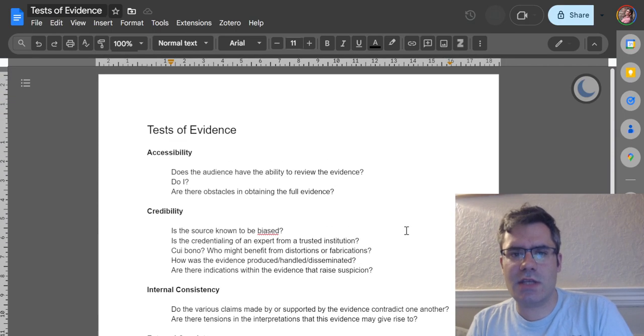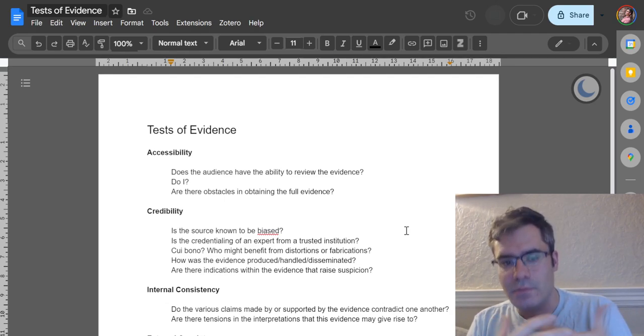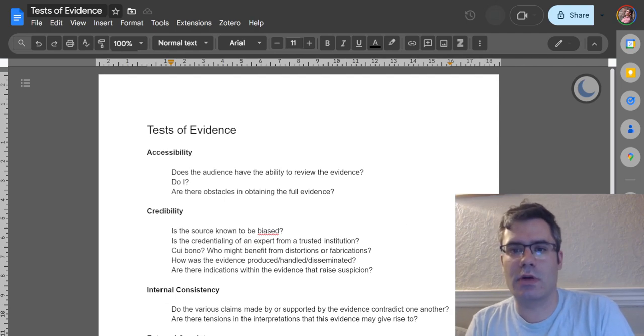So these are the tests of evidence that will help you think about whether you have a strong body of evidence in order to support your argument.